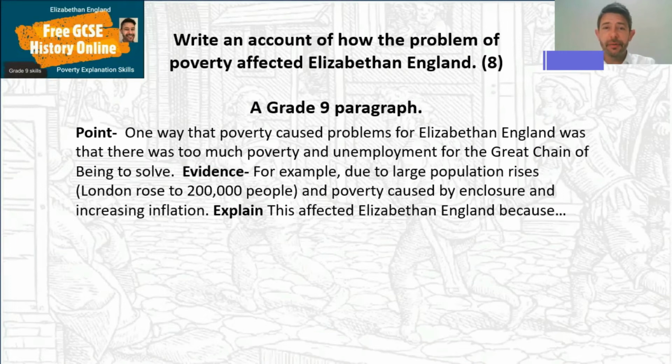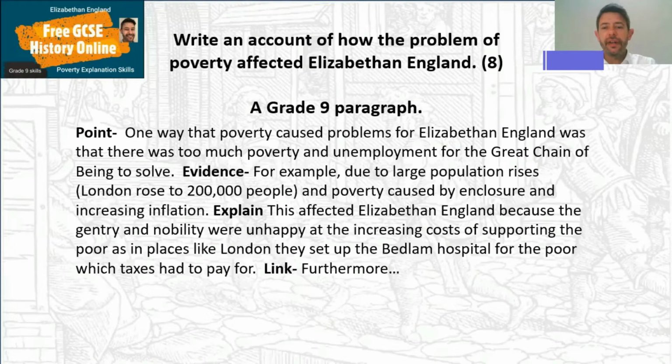What is the explanation we might want to look for? Have a think. My idea is this. This affected Elizabethan England because the gentry and nobility were unhappy at the increasing costs of supporting the poor. In places like London, they set up Bedlam hospitals for the poor, which taxes had to pay for. So I've got a concrete example, Bedlam hospitals, that can cost a lot of money to set up, to put the poor people in, these idle poor or the sick poor, and they had to pay for it with their taxes, so they're getting unhappy.